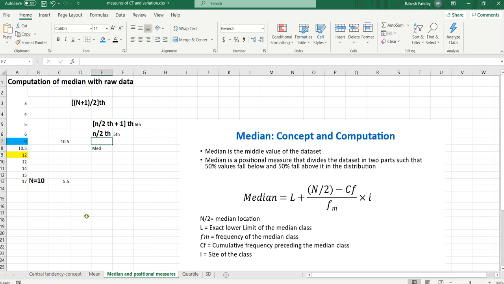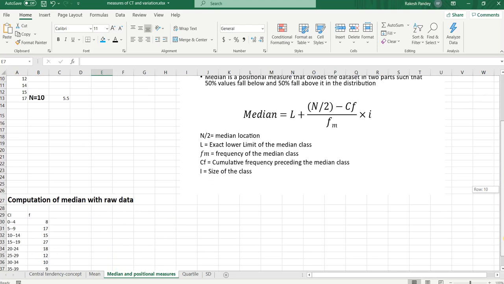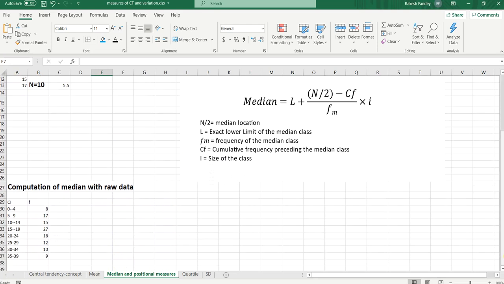Now let us see how to compute median in case of group data. I forgot to change this. This is group data. So computation of median with group data, that is data arranged in class intervals.